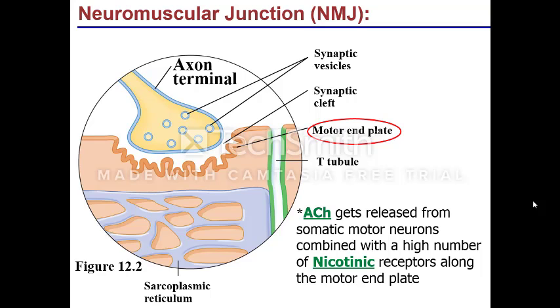If we go back now to figure 12.2, we can see the neuromuscular junction a little easier. This is where the action potential causes the release of acetylcholine. 100% of the time, this chemical ligand is going to be excitatory and will depolarize the sarcolemma to threshold.